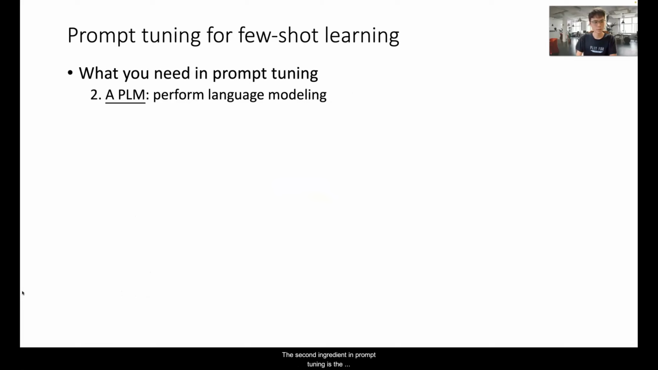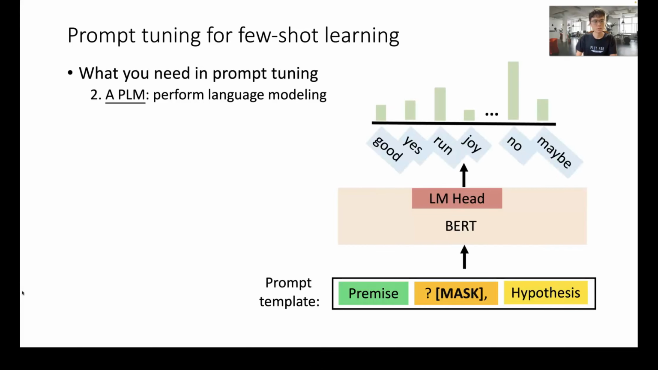The second ingredient in prompt tuning is the pre-trained language model. The pre-trained language model is used to predict the missing word in the natural language prompt. This is exactly what the language model has been learning during pre-training. The natural language prompt makes the downstream task look just like the pre-training task. This reduces the gap between pre-training and downstream fine-tuning, and makes it easier for the pre-trained model to transfer knowledge.